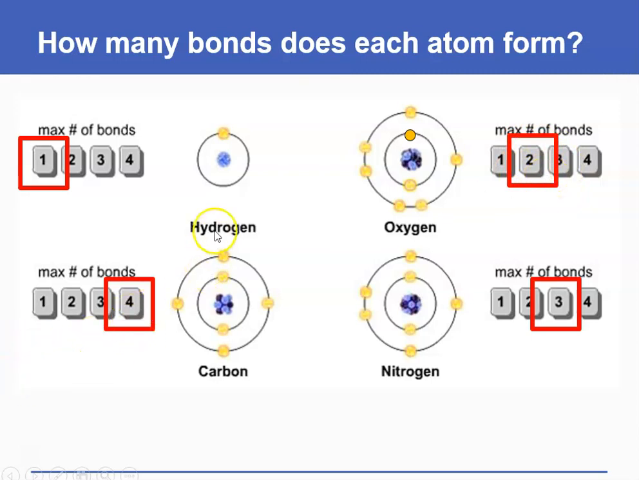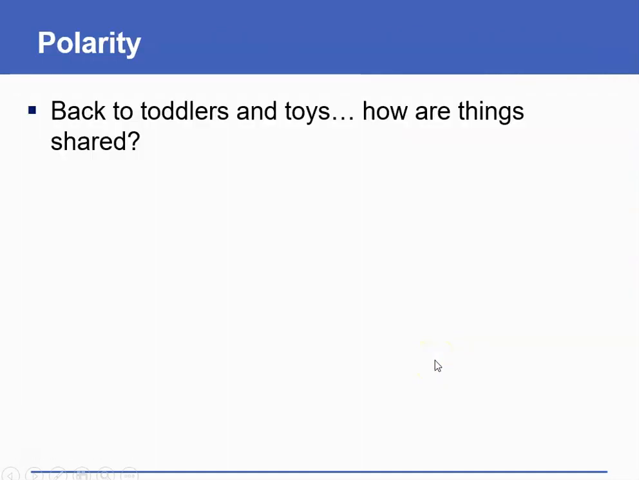Carbon can form 4 bonds. And this is why, in fact, you're going to always see carbon is going to have 4 lines coming out of it, because it always needs to have that valence shell filled. And lastly, nitrogen here, nitrogen you're going to see is always going to have 3 lines coming out of it, because it's going to form 3 bonds to fill up that valence electron shell.